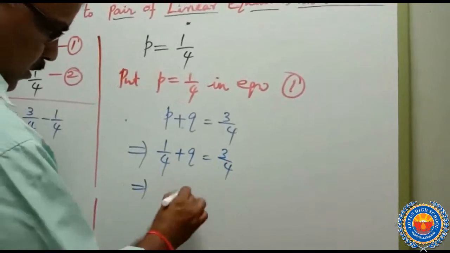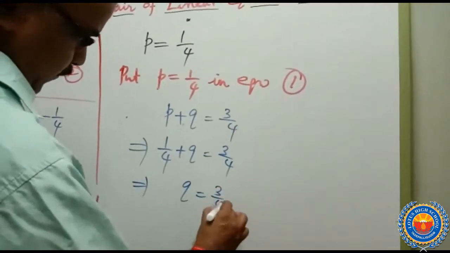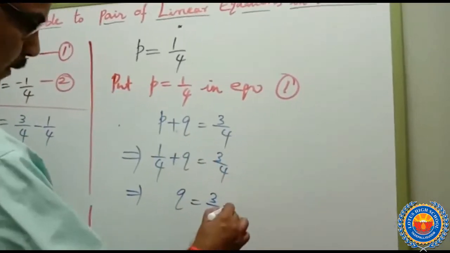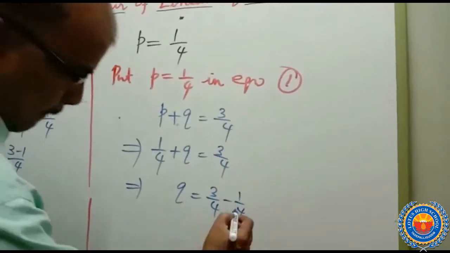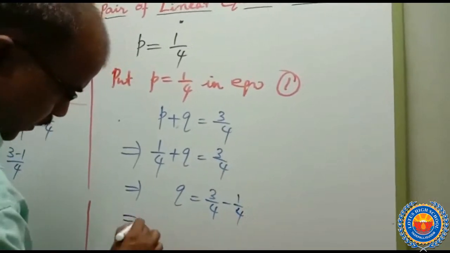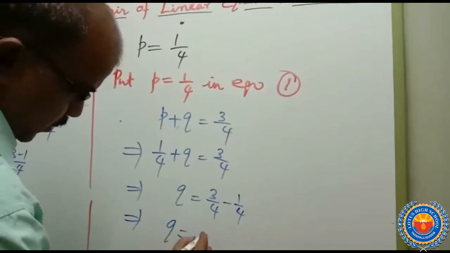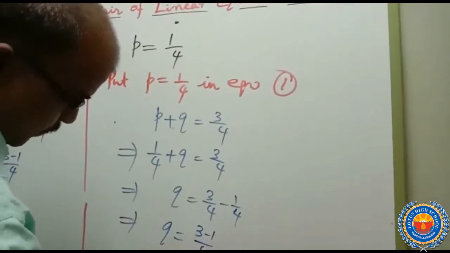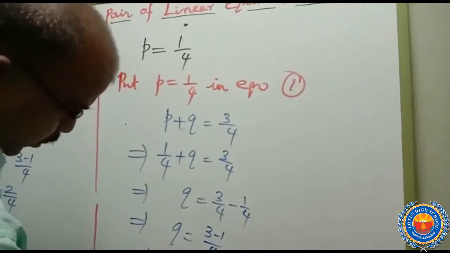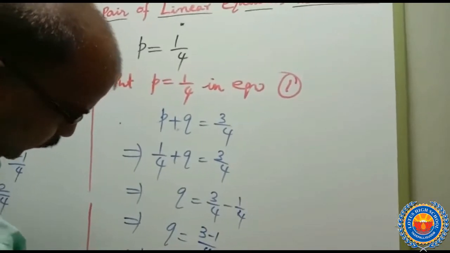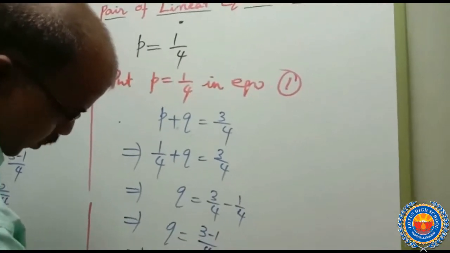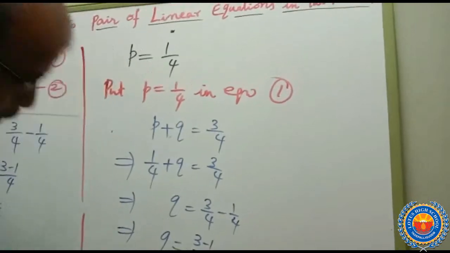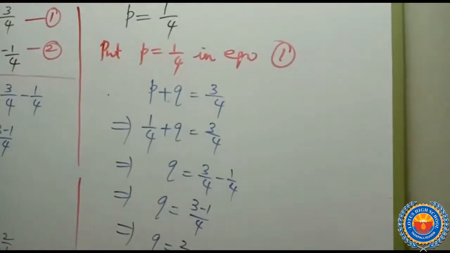That implies Q is equal to 3 by 4. This plus 1 by 4 will be transposed to minus 1 by 4. That implies Q is equal to 3 minus 1 by 4, so Q is equal to 2 by 4, which implies Q is equal to 1 by 2.